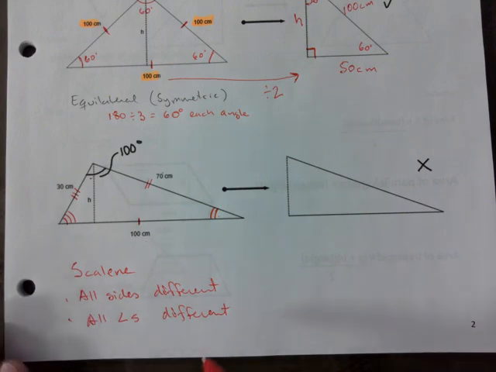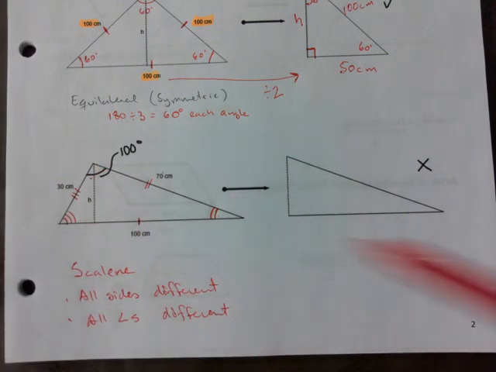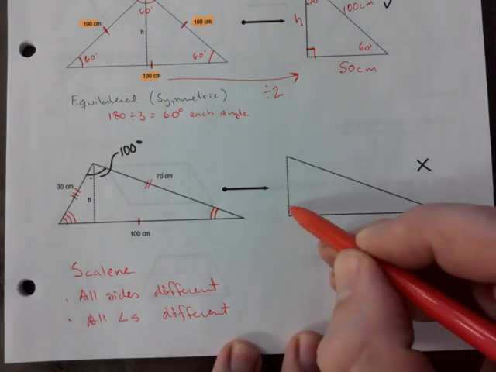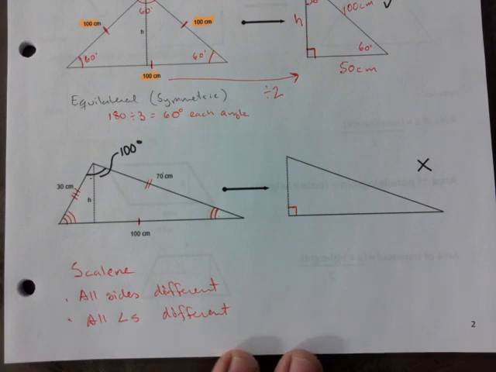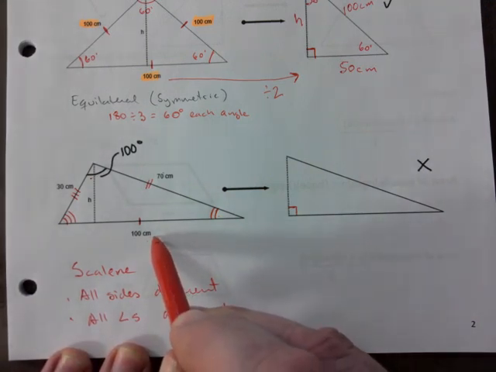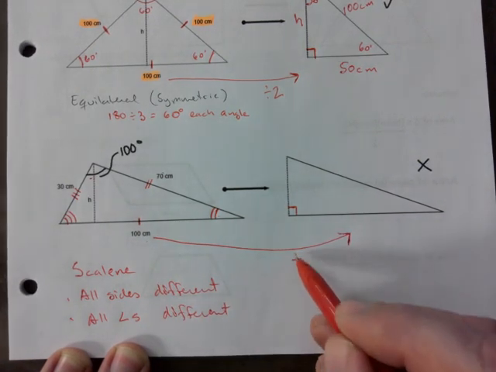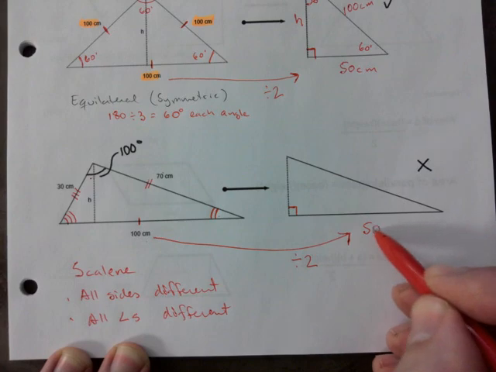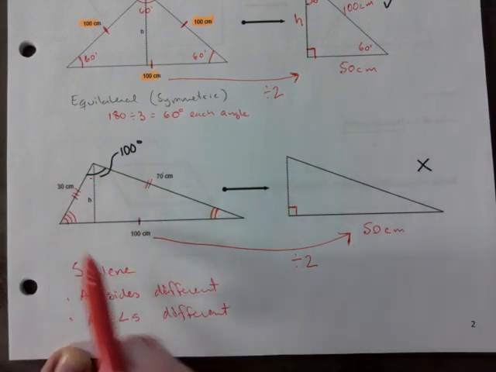Anyways, if we were to cut it along this dashed line here where the height is, this resulting triangle would get a 90 here. But we have a problem here, and I see that all the time. This 100, you cannot divide by 2 to get 50, correct? That would be wrong because this is not a symmetric triangle.